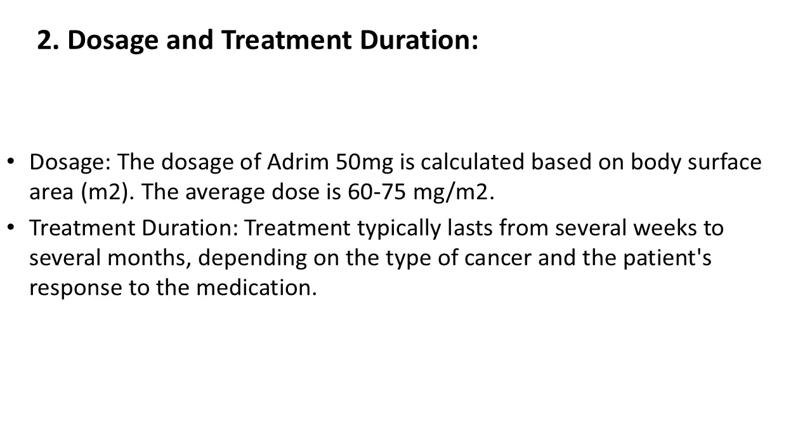2. Dosage and treatment duration. Dosage. The dosage of Adrim 50 mg is calculated based on body surface area, m2. The average dose is 60 to 75 mg/m2. Treatment duration. Treatment typically lasts from several weeks to several months, depending on the type of cancer and the patient's response to the medication.